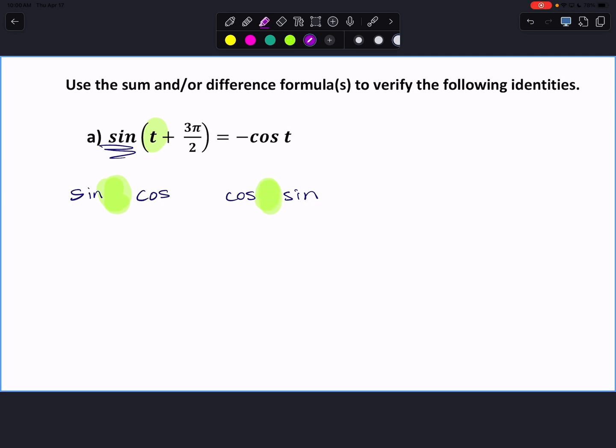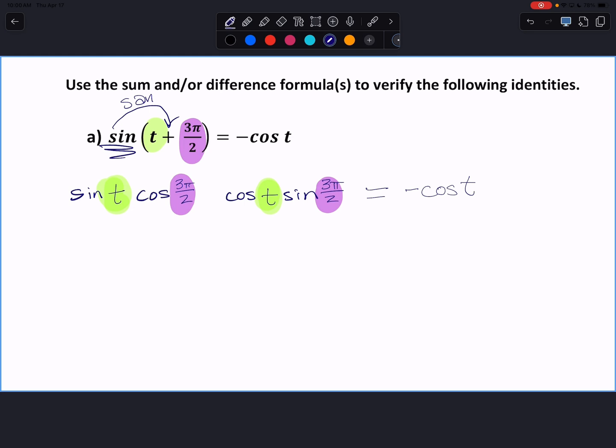And whatever's written second, we're going to write second. Okay, so we'll have t here and here, and then we'll have 3 pi over 2 here and here. And we're trying to show that it equals negative cosine of t. All right. So remember, sine, keep the same. So I'm going to put a plus right there, because it's sine, we're going to keep the same sign.